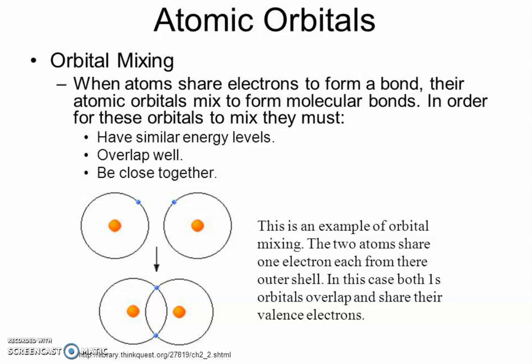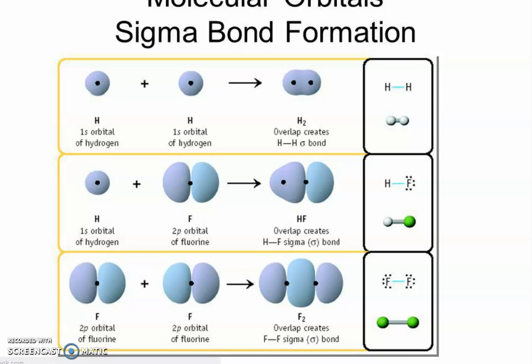The two atoms share one electron each from their outer shell. In this case, both 1s orbitals overlap and share their valence electrons. Now, molecular orbital sigma bond formation.